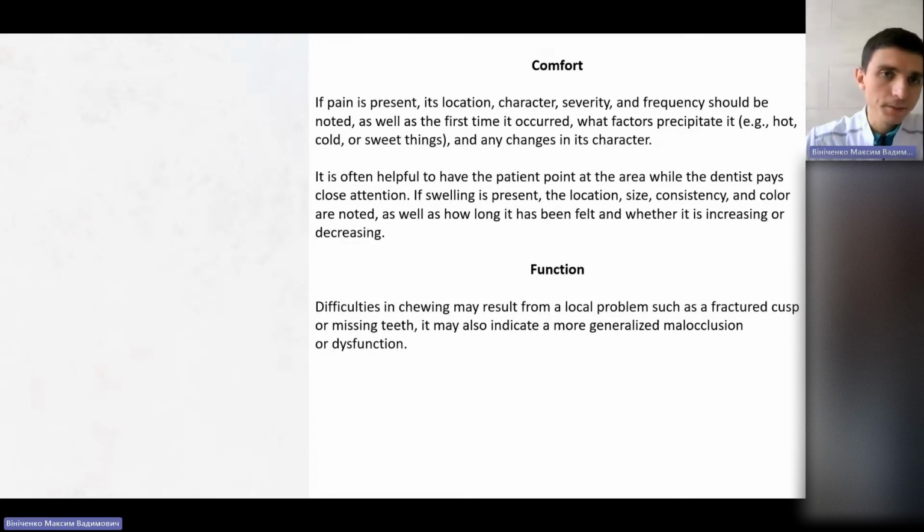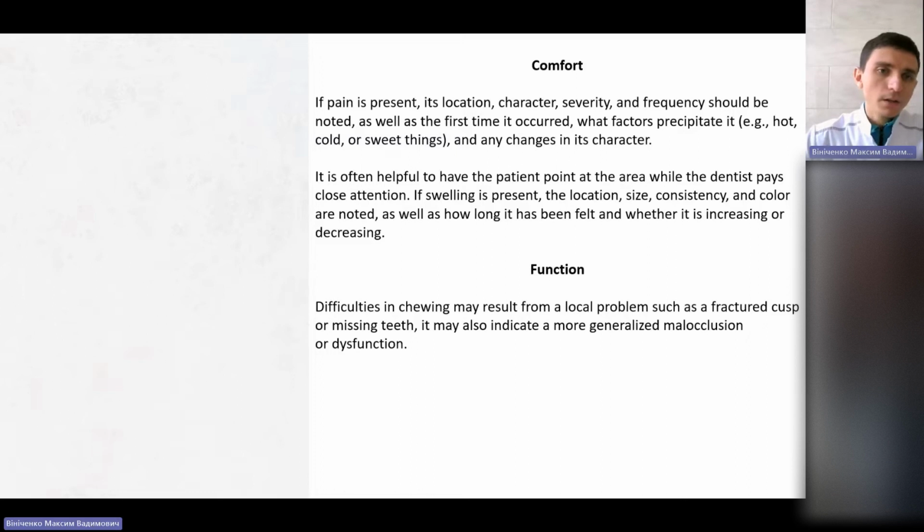If pain is present, its location, character, severity, and frequency should be noted, as well as the first time it occurred, what factors precipitate it, for example hot, cold, or sweet things, and any changes in its character. It is often helpful to have the patient point at the area while the dentist pays close attention. If swelling is present, the location, size, consistency, and color are noted, as well as how long it has been felt and whether it is increasing or decreasing.